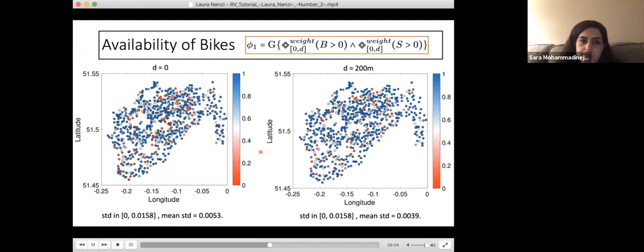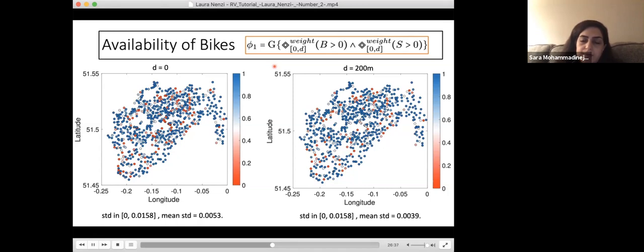So what we would like to check is the availability of bikes, and the idea of this property is to give the user the possibility to consider, if in the place where there are no bikes, whether there are some bikes in some close station. The property that we want to consider is this one.